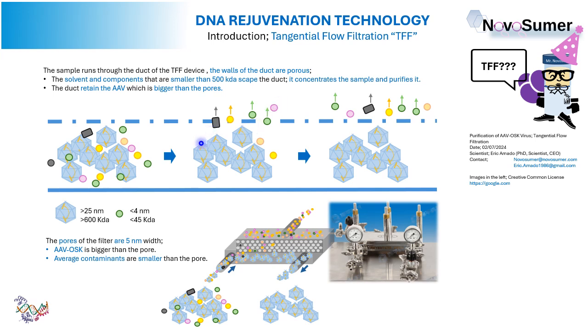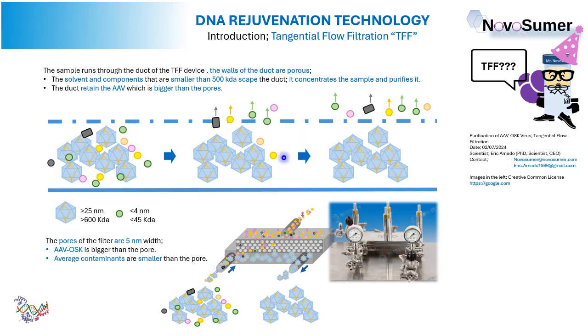So it has two effects. First, it concentrates the sample because you reduce the amount of solvent, and it purifies the sample because you get rid of the contaminants here. So there are two effects. First of all, concentrating the sample. Second effect is purifying the sample.